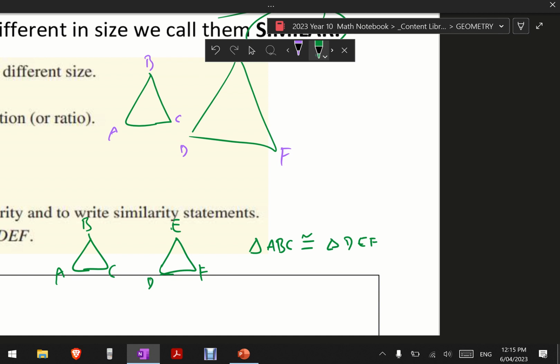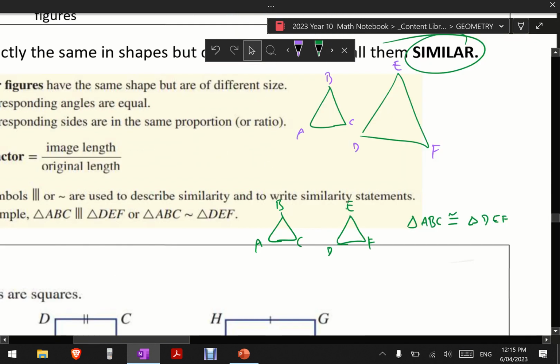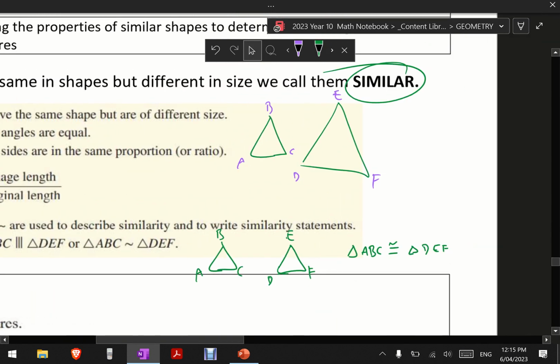That's our congruency statement. Now, when it comes to similar figures, there is also, I'll actually label this, their congruency statement.